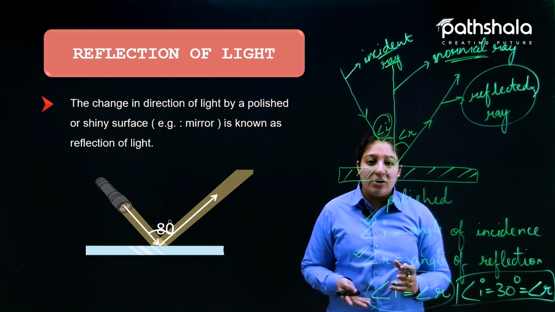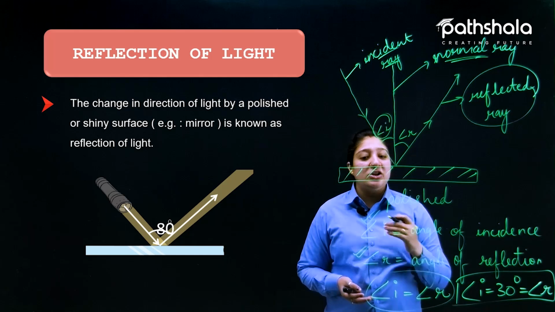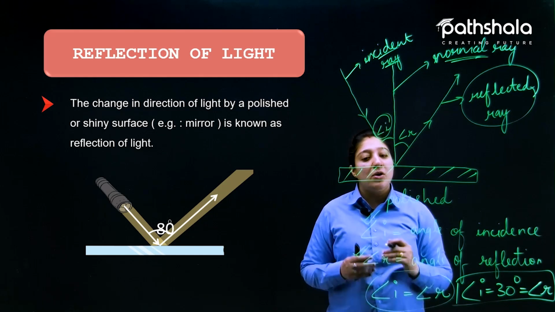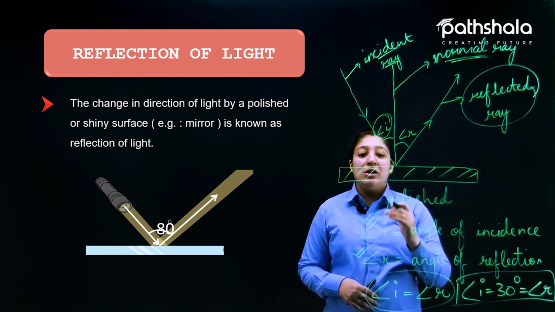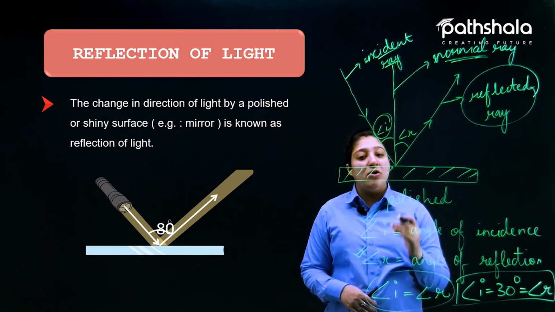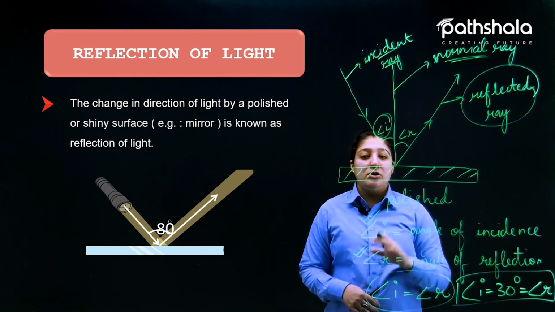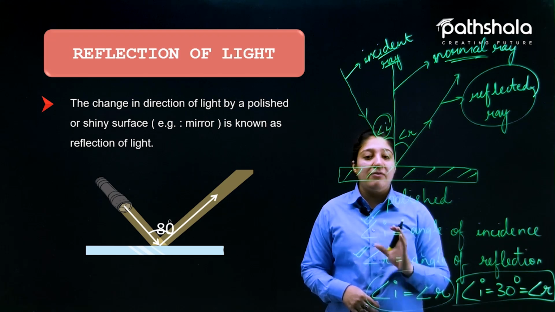And what is reflection of light? The change of direction of light when it falls on a polished surface, or we can say the bouncing back of light when it falls on a polished surface. So these are the things you should be clear with about the reflection of light.